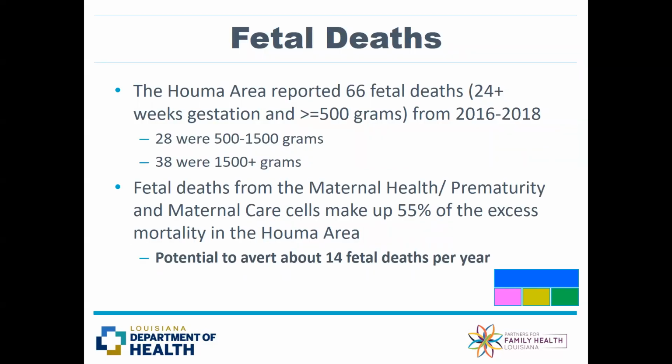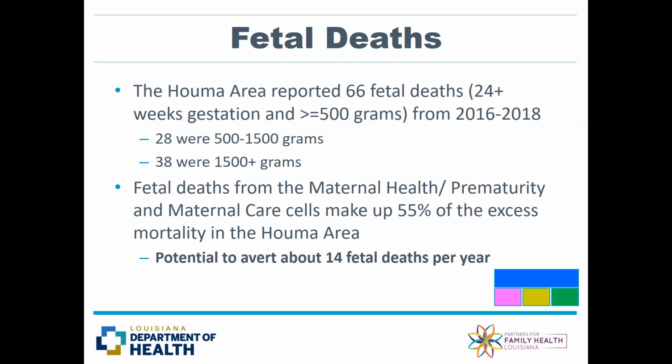So first I looked at overall fetal deaths in the HOMA area. And there were 66 fetal deaths greater than 24 weeks gestation and greater than 500 grams between 2016 and 2018. 28 of these were between 500 and 1,500 grams, which is the maternal health and prematurity cell, and 38 fetal deaths were more than 1,500 grams, which is the maternal care cell. When you combine the fetal deaths from these 2 cells, it makes up 55% of the excess mortality in the HOMA area. And if we could decrease the excess mortality in these 2 cells, we had the potential to avert about 14 fetal deaths per year.